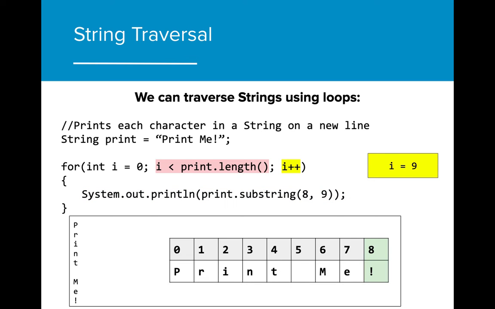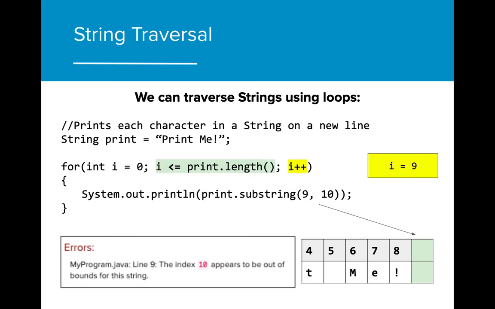And the value of i is equal to the length of the string. If we were to make i less than or equal to str.length, we would get an index out of bounds error because we are attempting to access a string index that does not exist for this particular string.